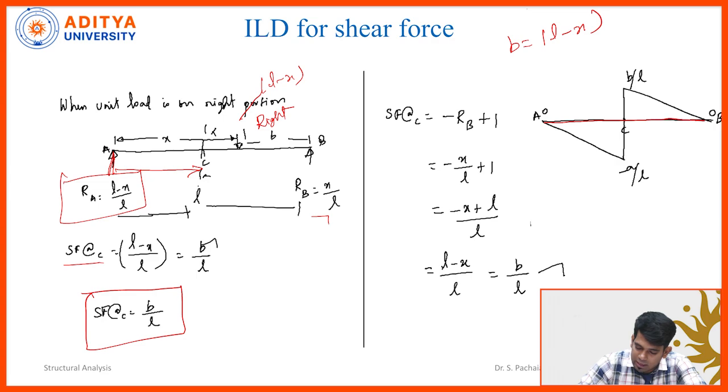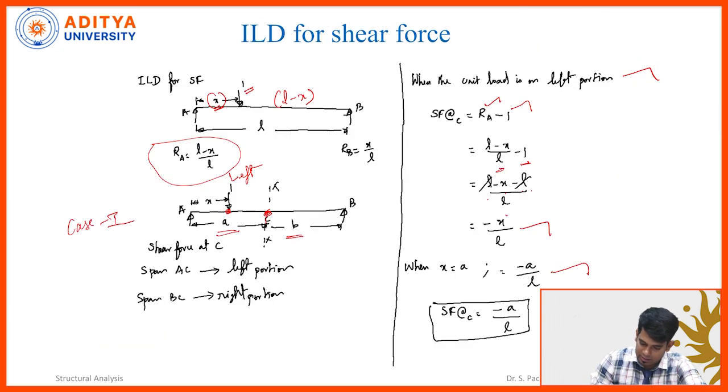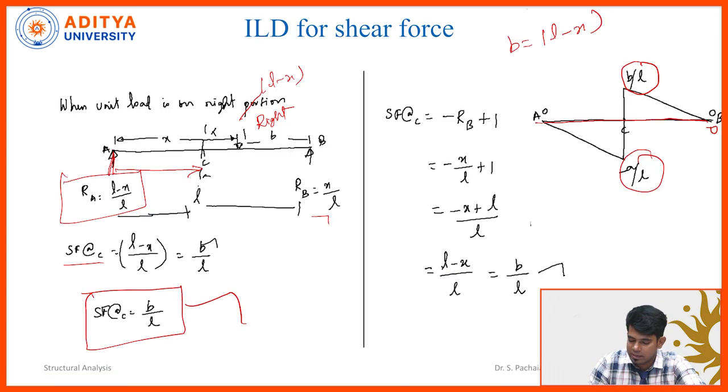So the horizontal line here is 0, here also 0. The positive value at point C is B by L, which we calculated, and the negative value is A by L, which we calculated here. So at point C we have two shear force values, one is minus A by L, another is plus B by L. So this is the ILD for shear force.